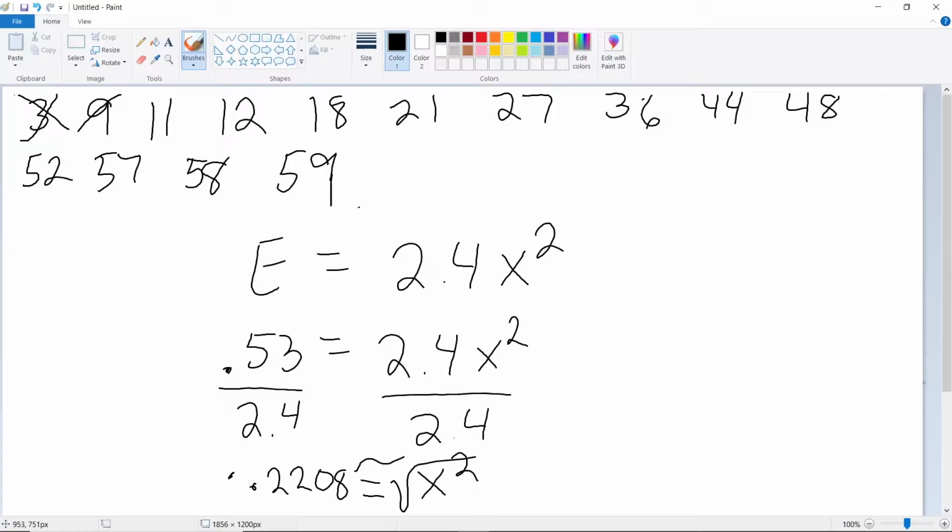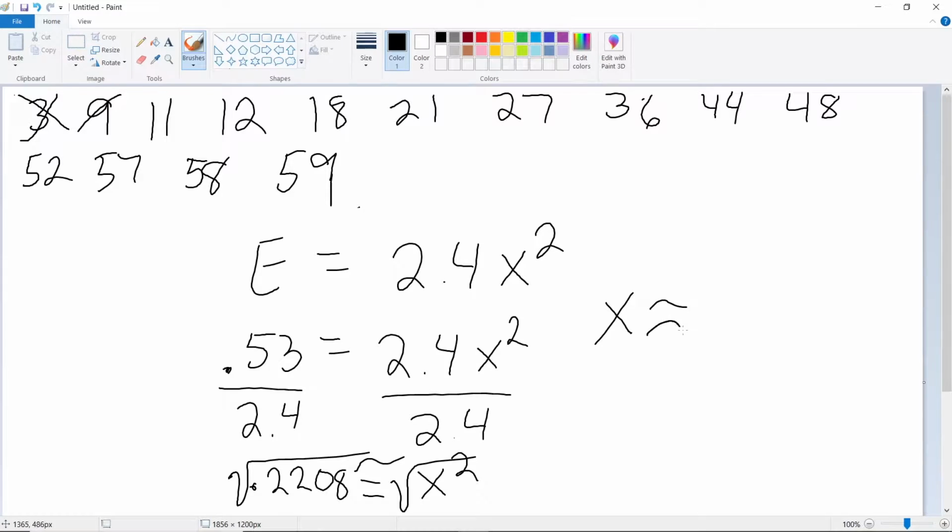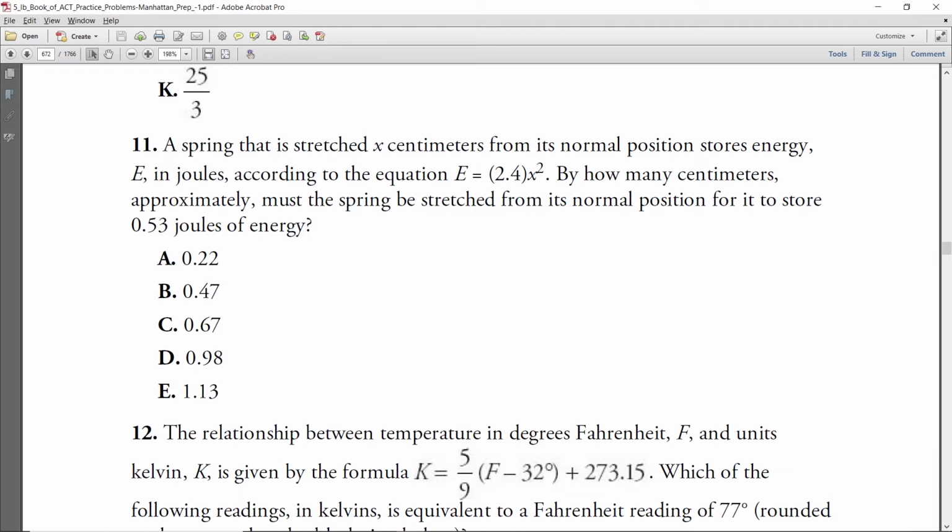It's a good idea to leave it there, because in order to find out what x is, we have to take the square root of both sides. Square root, when you're squaring something, undoes the squaring. It's the inverse. So the square root of x squared is x, and the square root of 0.220833 is 0.4699. So x equals approximately 0.4699.